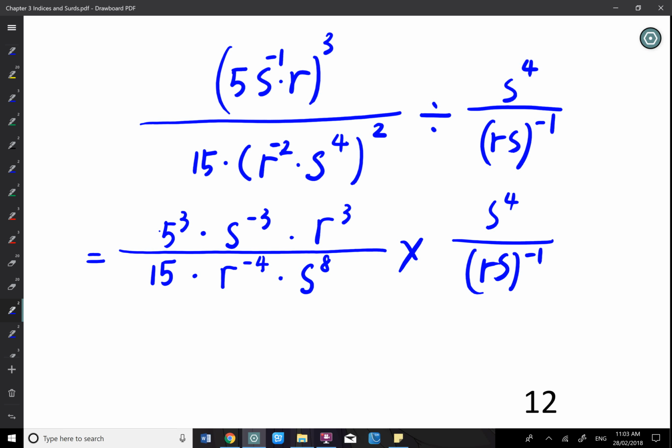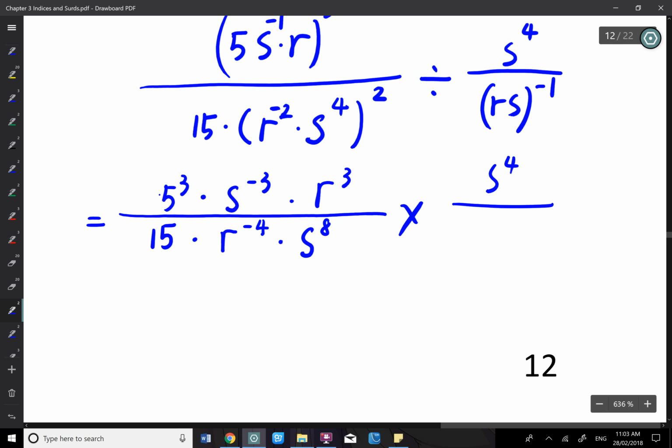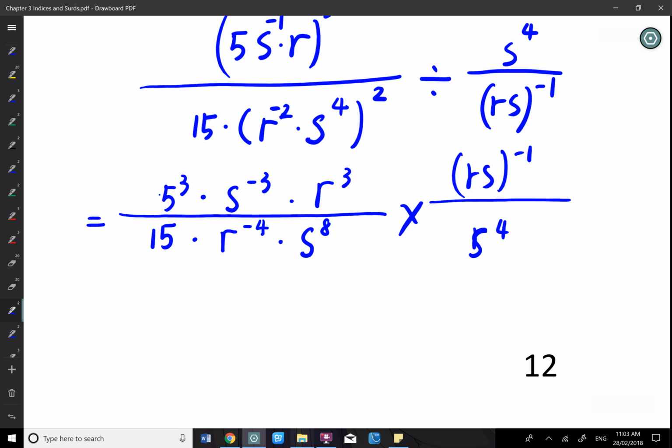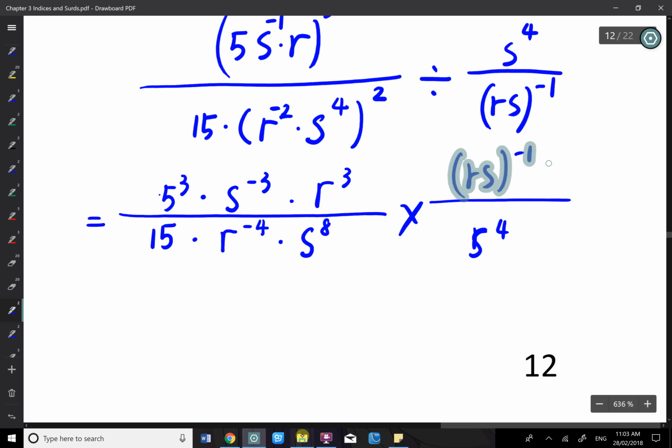So when you flip it, you expand it. So the bottom, sorry, times the wrong way. So you get s to the power 4, and then that's times the reciprocal. Okay, that's the reciprocal. I don't care whether it's negative or positive. I just want to flip it first. So I'll expand it here. That's r to the power of negative 1 and s to the power of negative 1. That's s to the power of 4.